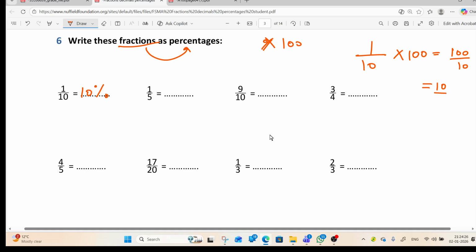Okay. Try this 1/5. What is the first step? You need to times it with 100. So what would you get? 100 over 5. Very good. Which is, if you divide 100 by 5, you get 20%, right? Try this 9 over 10.